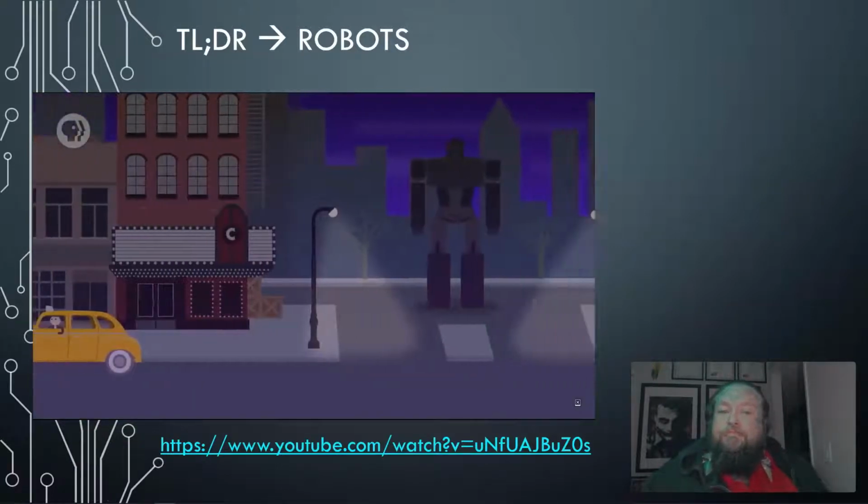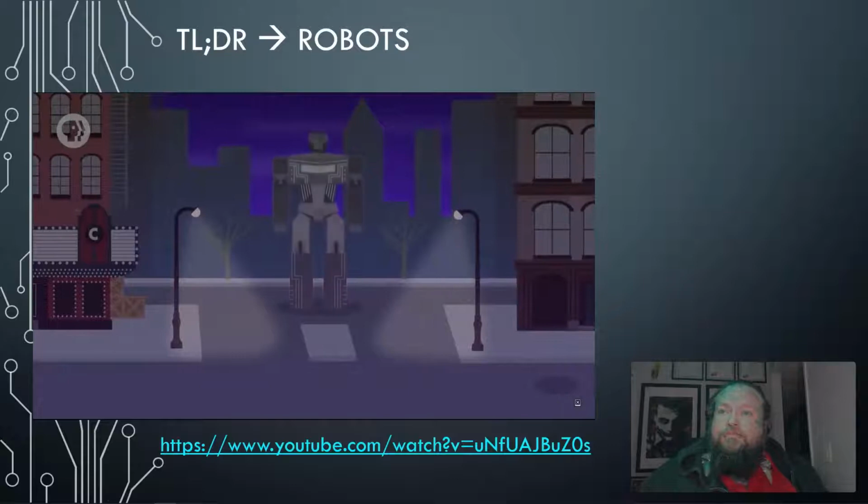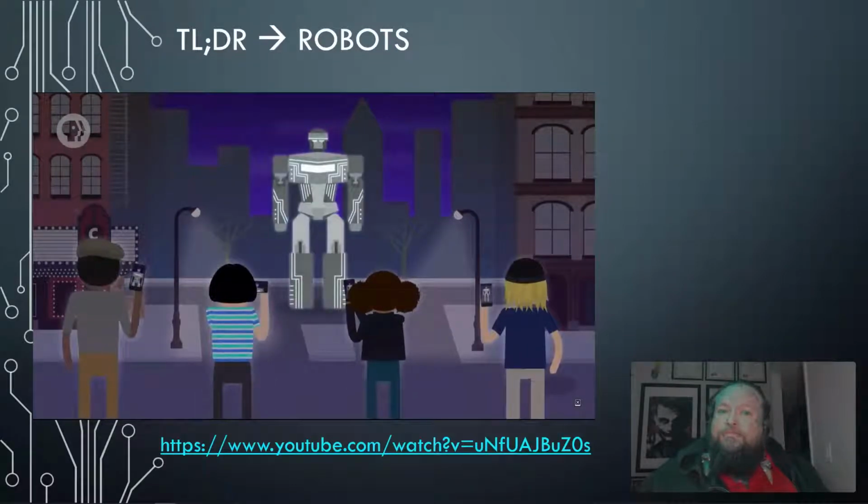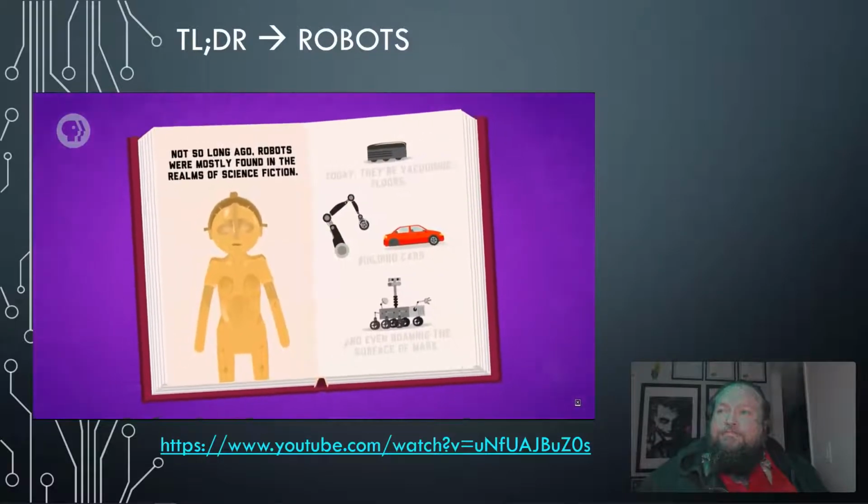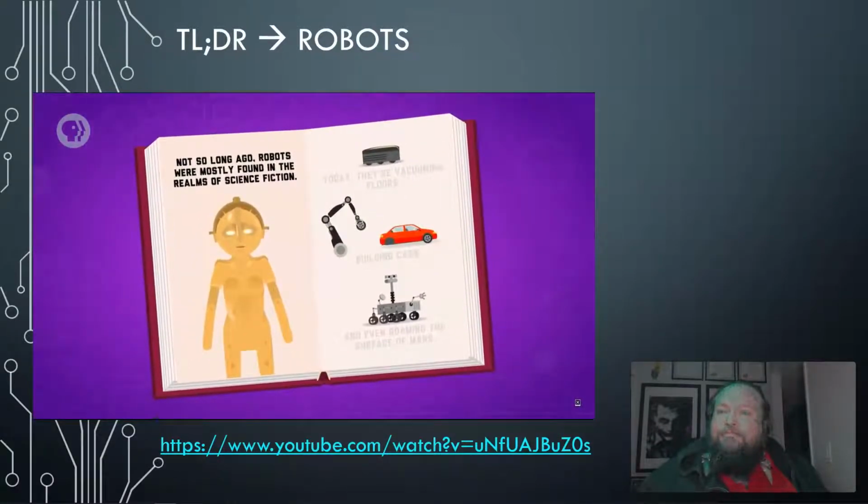Someday in the near future, you might be wandering around town at night when out of the blue, you'll stumble across a robot. If that happens, maybe you shouldn't be too surprised. Not so long ago, robots were mostly found in the realms of science fiction. Today, they're vacuuming floors, building cars, and even roaming around the surface of Mars. Robots are still pretty far from having a human-level capacity of intelligence, or even dexterity for that matter, but they're already a big part of many branches of engineering.